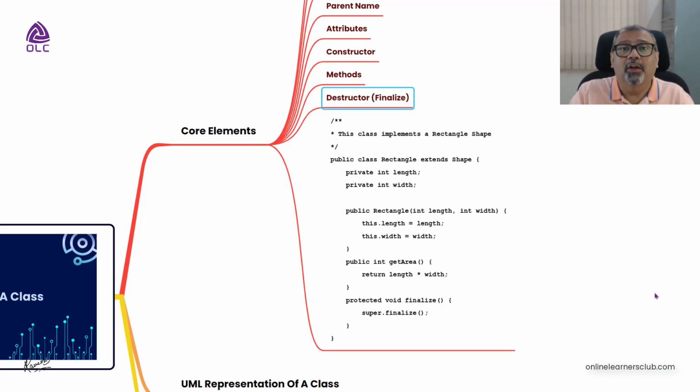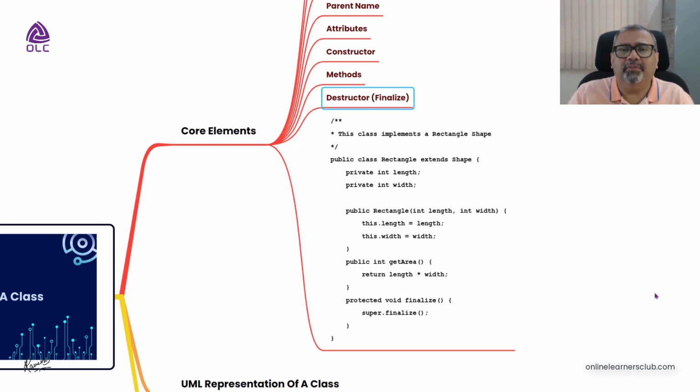We'll talk about object destruction later, but this is the basic element. There is no literal destructor method as such defined or supported in Java, unlike languages like C++. C++ has a concept of a destructor, but we don't have a destructor concept in Java.